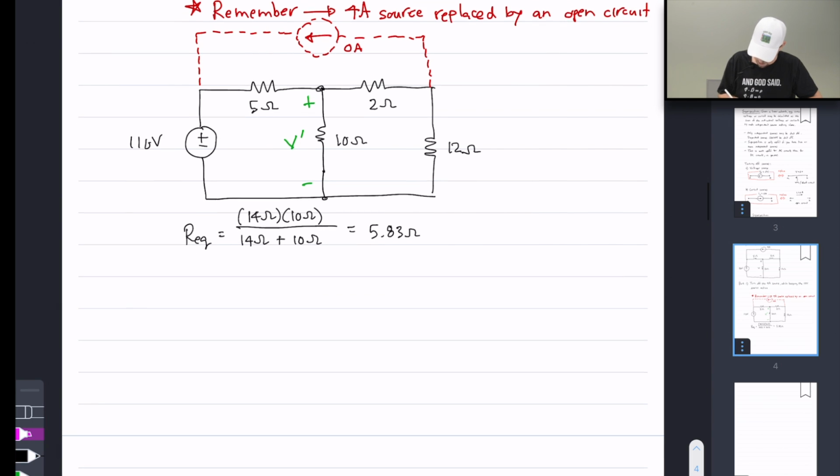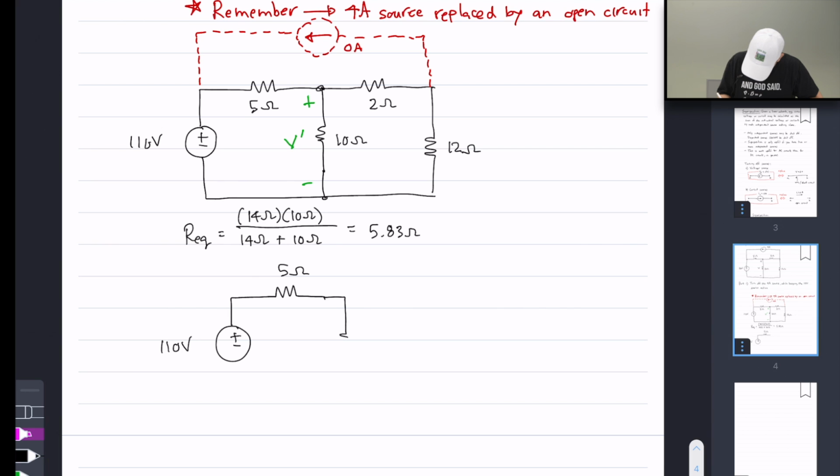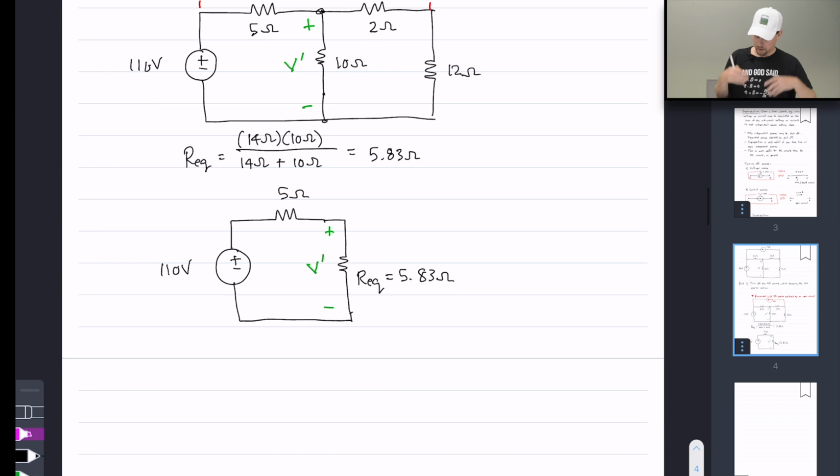So this top circuit I can rewrite as an equivalent circuit in the following manner. I have my 110 volt source, a 5 ohm resistor there, my equivalent resistor there, and the voltage that I'm looking for is this one. And this equivalent resistor value has a value of 5.83 ohms. Let's rewrite that like this. So this is the equivalent circuit.